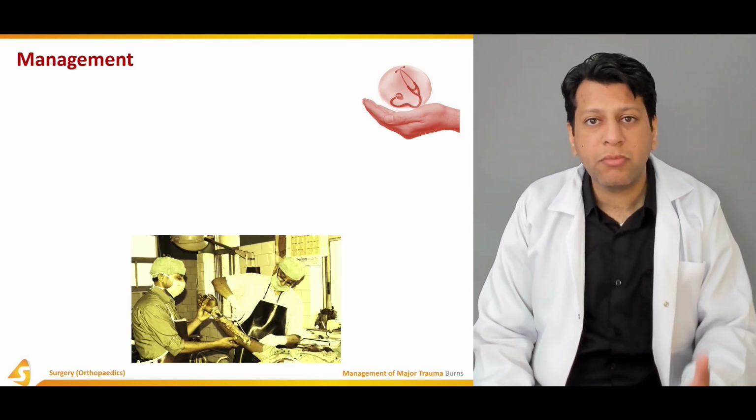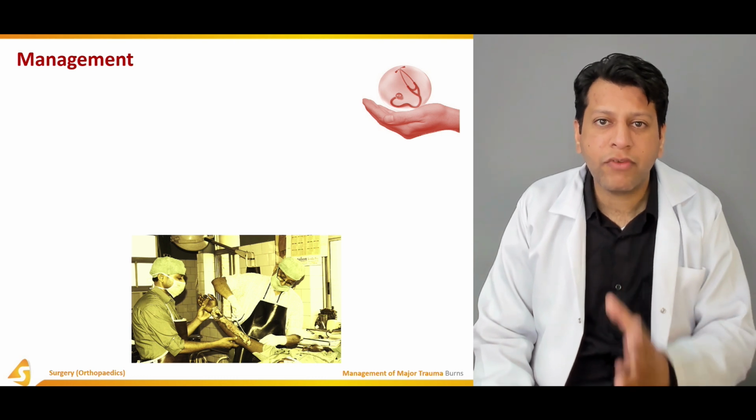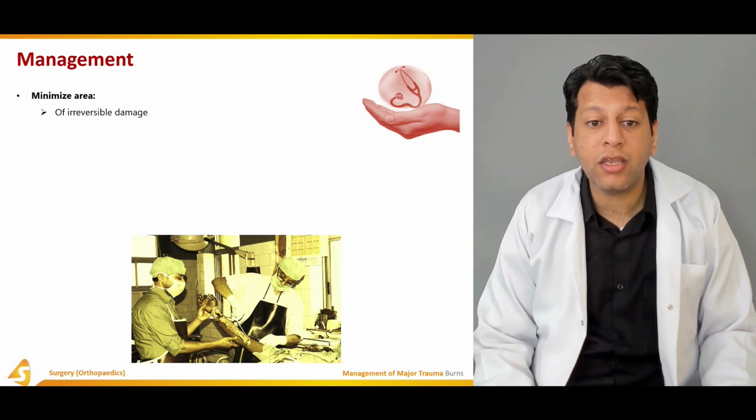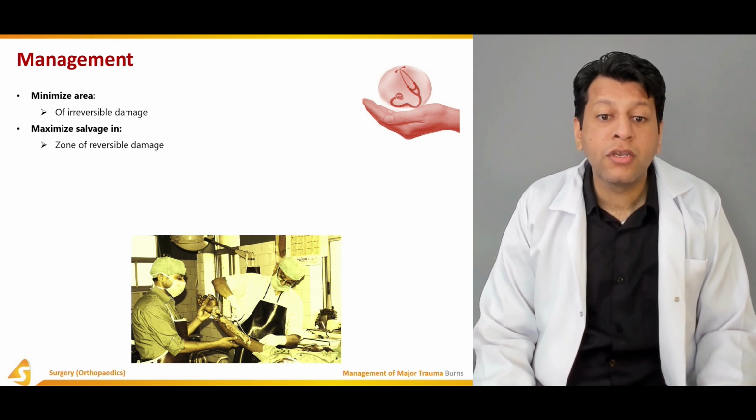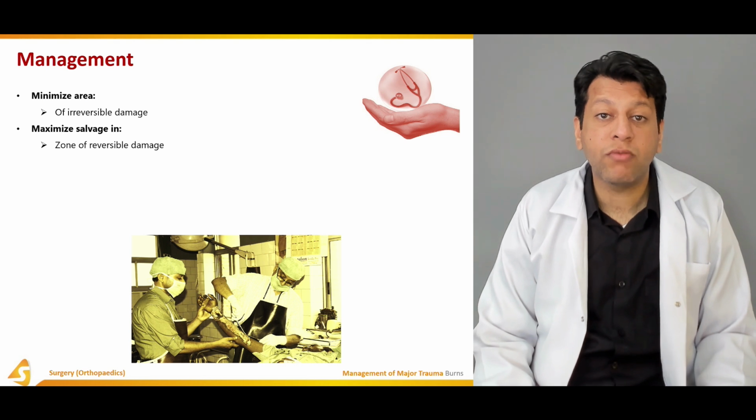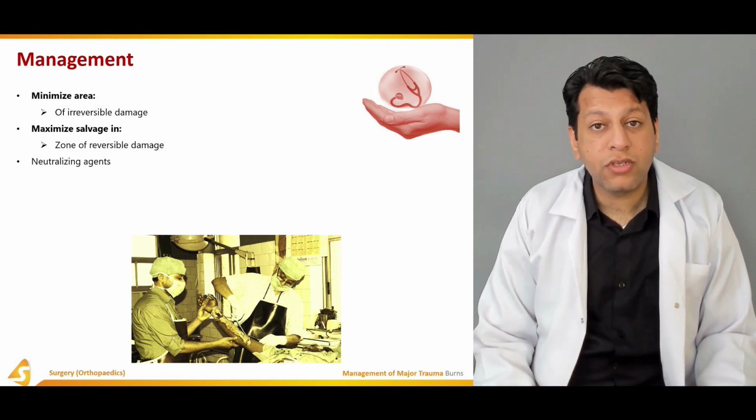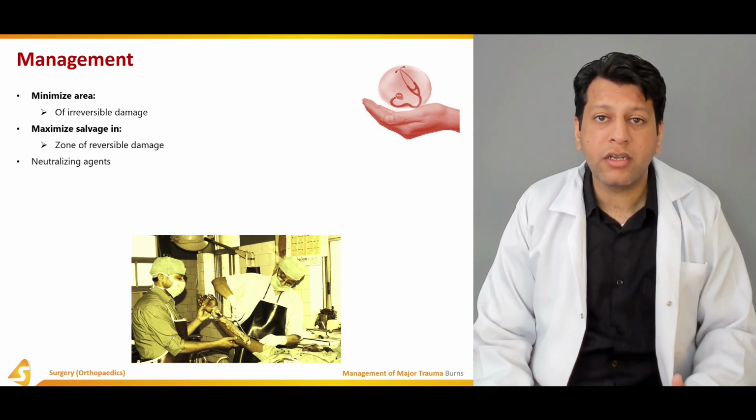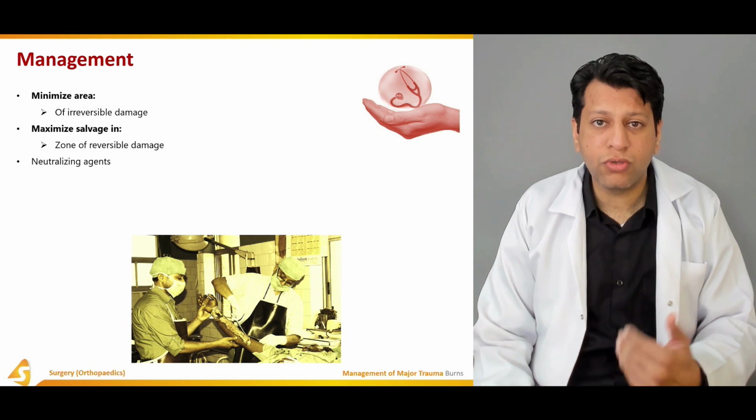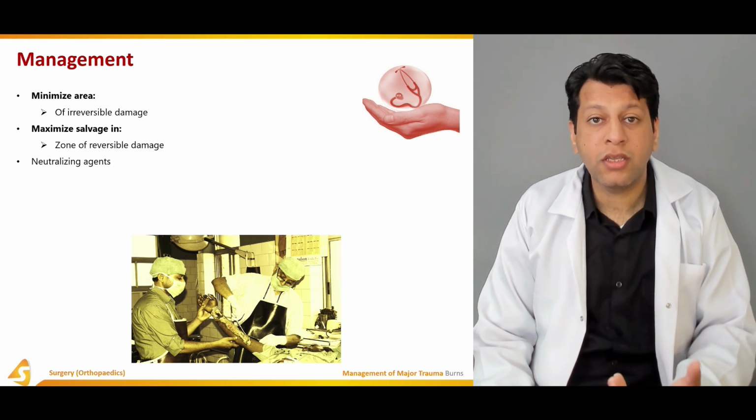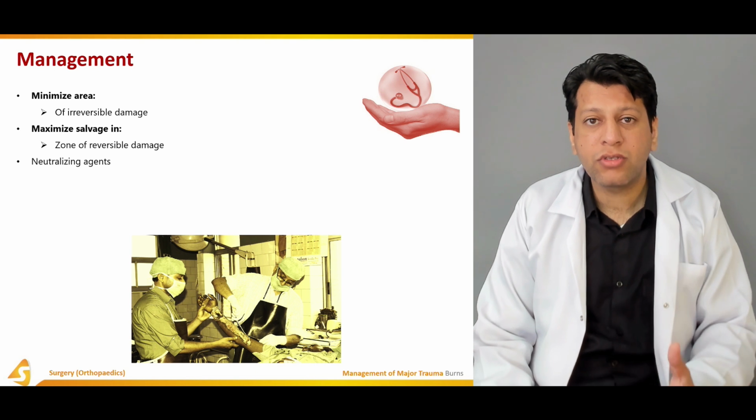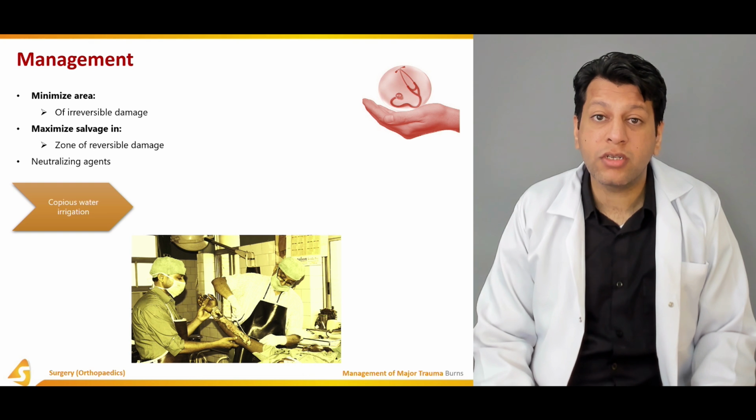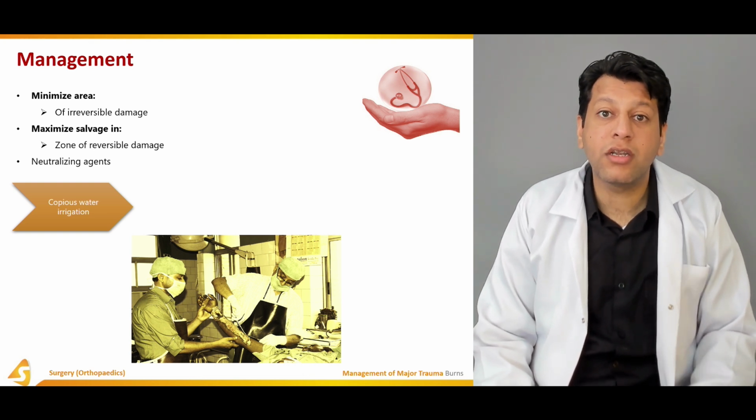Once we are done with the primary survey, we move on to the specifics of acid burn management. We have to minimize the area of irreversible damage and maximize the salvage zone of reversible damage. We can give neutralizing agents as well, but first and foremost, all the clothes the patient was wearing must be removed so that the continuing injury is stopped. Copious water irrigation has to be done so that the skin is washed of all the irritant present on it.